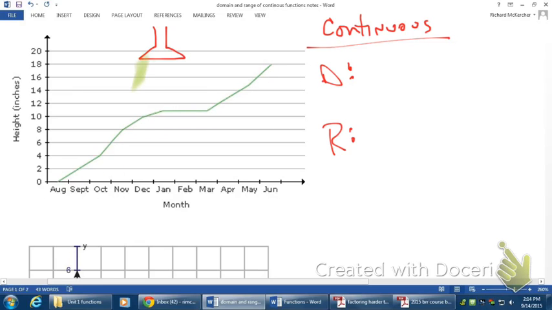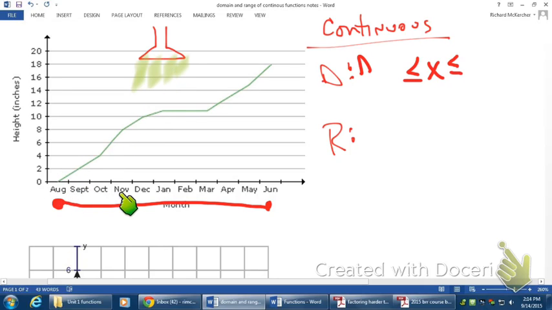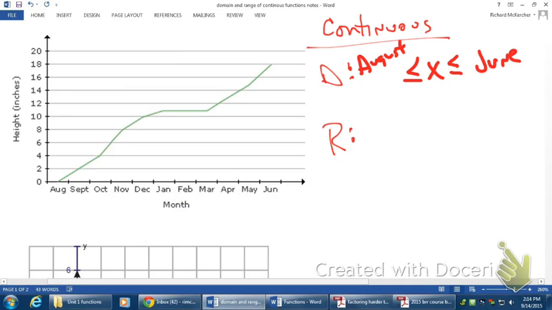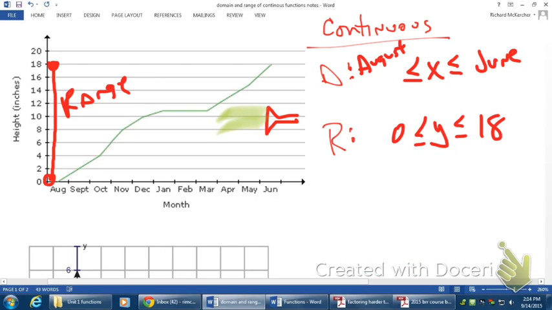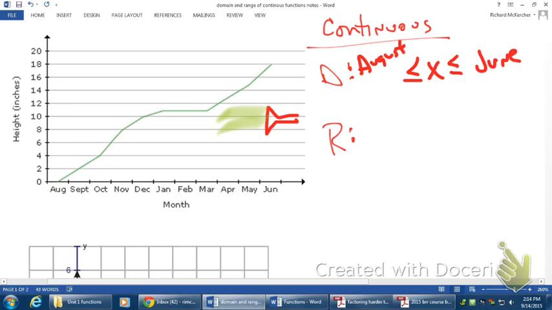Okay, so we talk about domain and range. If I shine a flashlight down, it's going to cover the entire year here, isn't it? So all of my x's are between, what looks like on this graph, August and June. All right. Now if I shine my flashlight from the side, then the range is going to be all the numbers between 0 and 18.